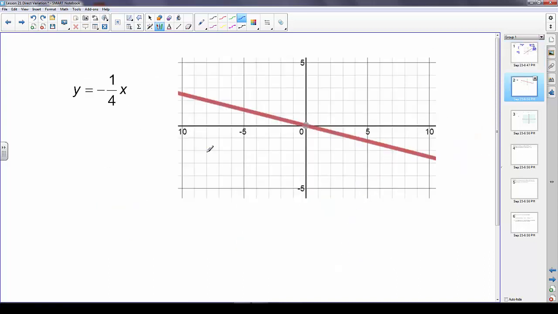In this case, here's my y equals kx form, and k in this case is -1/4. And you can see x is decreasing here, and so is y. So as one goes up, the other goes up. As one goes down, the other goes down.